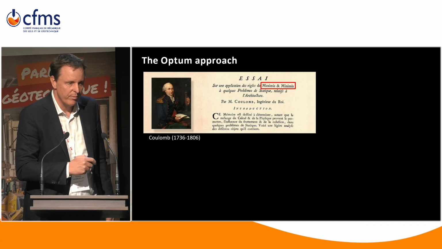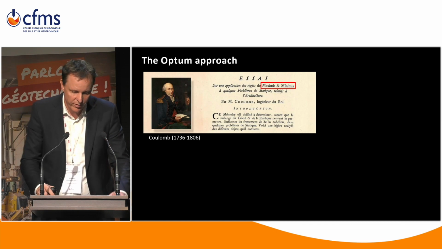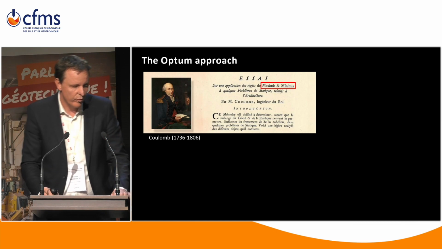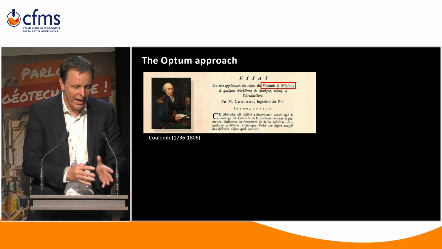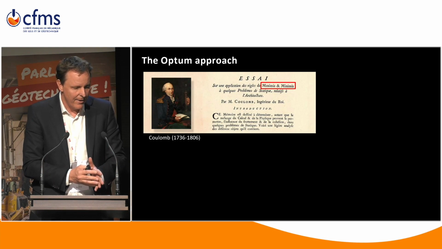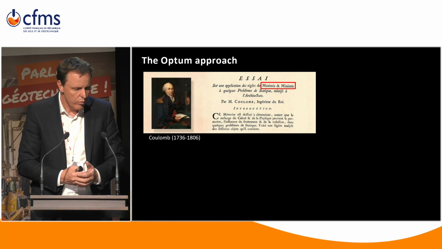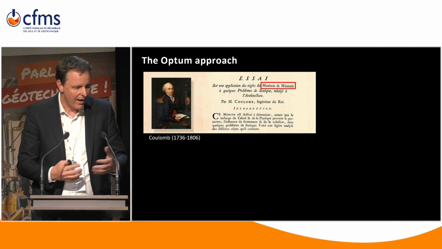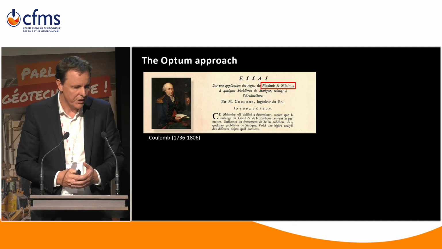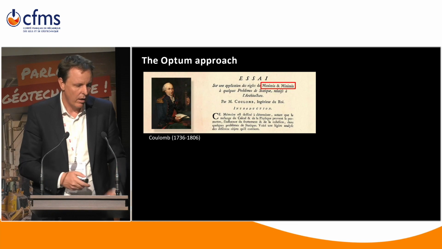Maximum and minimum principles. As was introduced very nicely by the previous speaker, Coulomb chose to develop his theory in terms of minimum and maximum principles. And that is something you can do. That is very, very central to the whole optimum approach. And I think it was probably also quite central to the day of Coulomb.